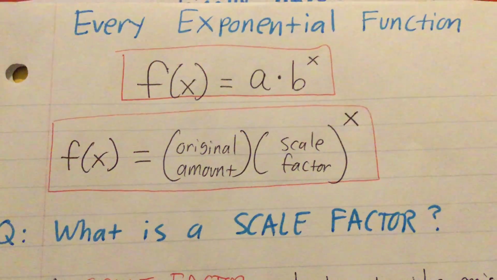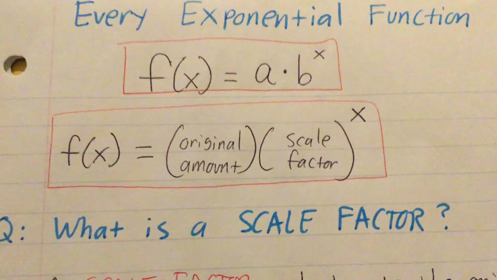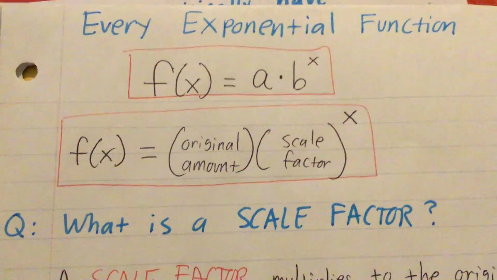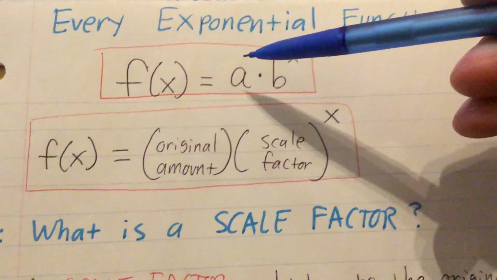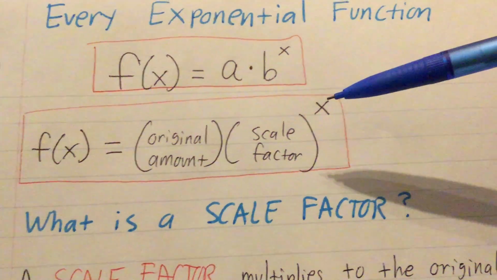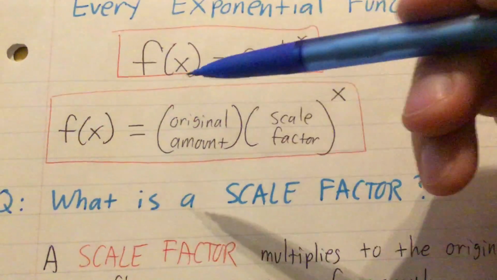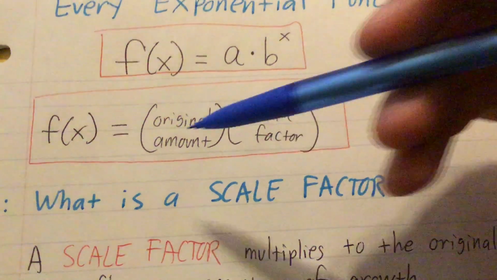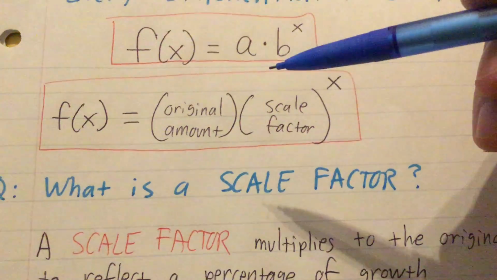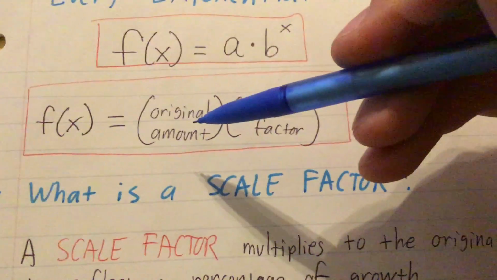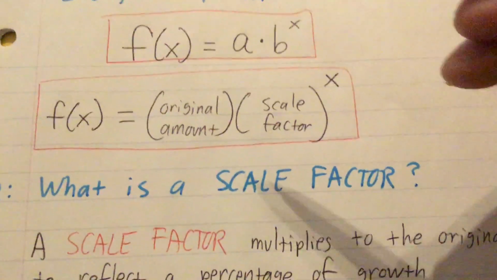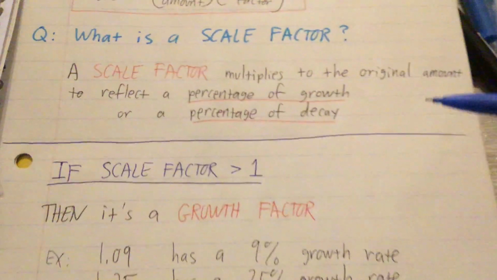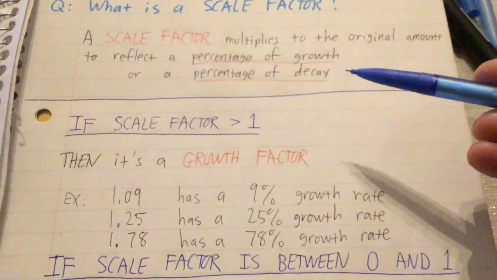So recall in the previous video that I said that every exponential function looks a little bit like this. You've got an f of x, and you've got an a times a b to the x. Let's just put this in words. f of x is equal to the original amount times a scale factor to the x power. The original amount means what you start with. Every growth or decay starts somewhere. And the scale factor is what you multiply to show a percentage of growth or a percentage of decay.